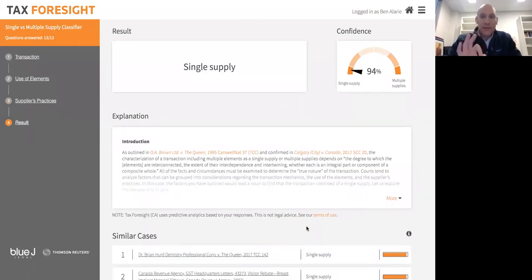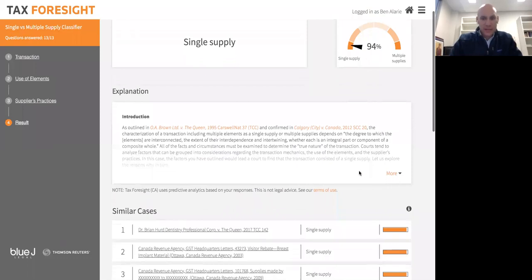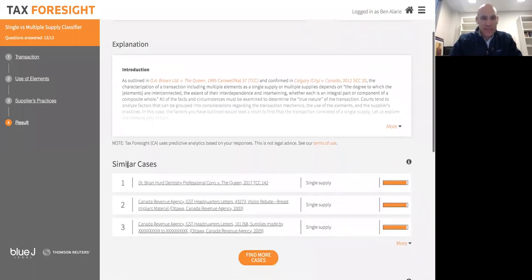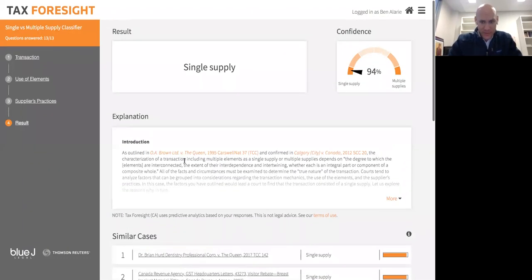Okay, so a very, very strong prediction from the system here that this set of responses would be characterized by a court as constituting a single supply. In fact, a 94% confidence that a court would say single supply here in these circumstances. So this is interesting. What you see here is the predicted result and the confidence of the system, an explanation about why that's the outcome, and we'll drill down on this a little bit in a second, and the identification of the most similar cases that have been decided by the courts with these particular attributes.